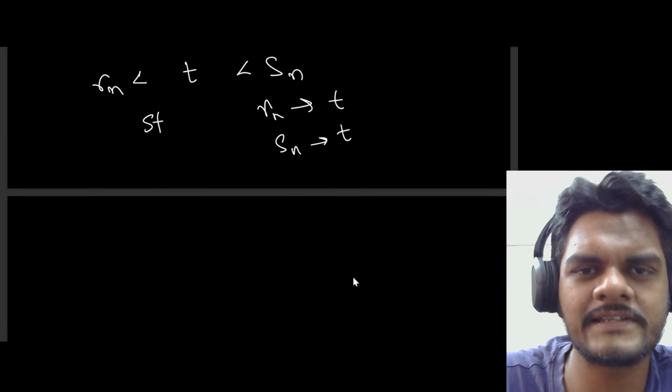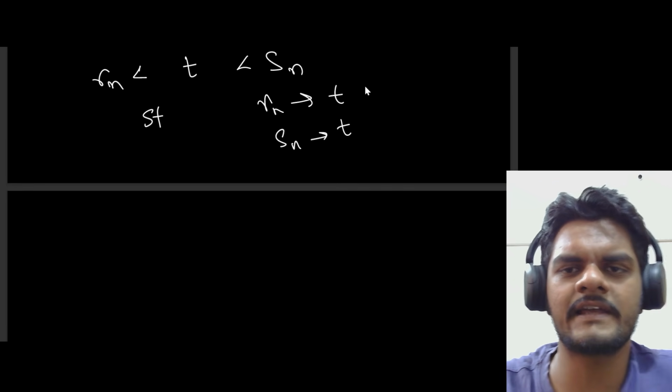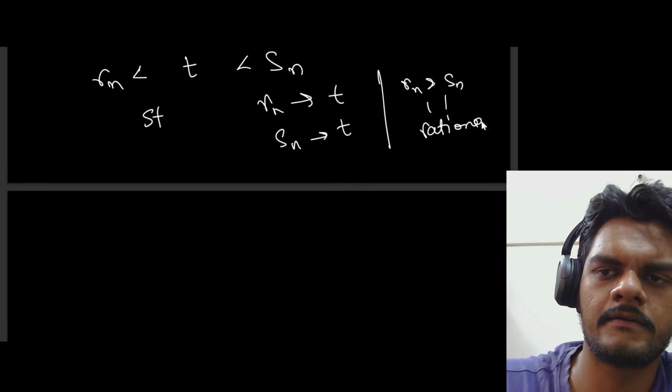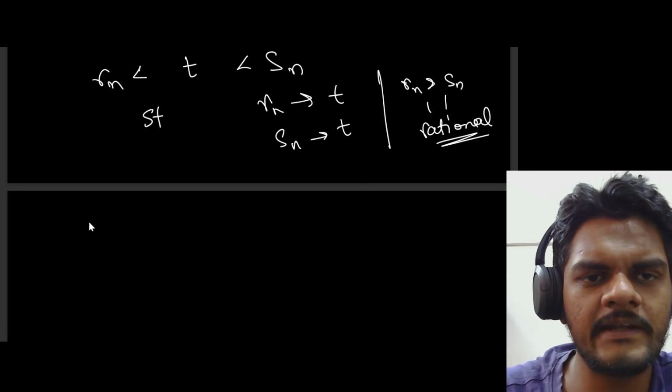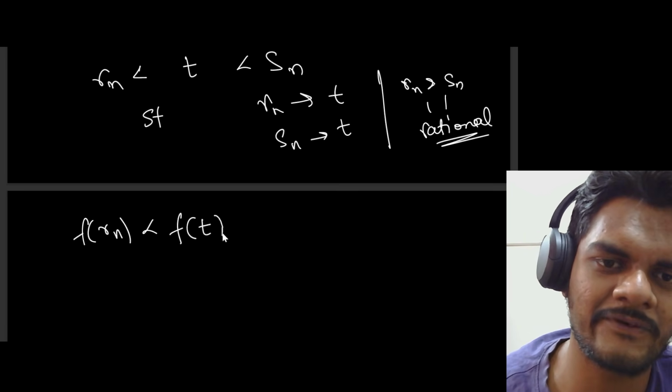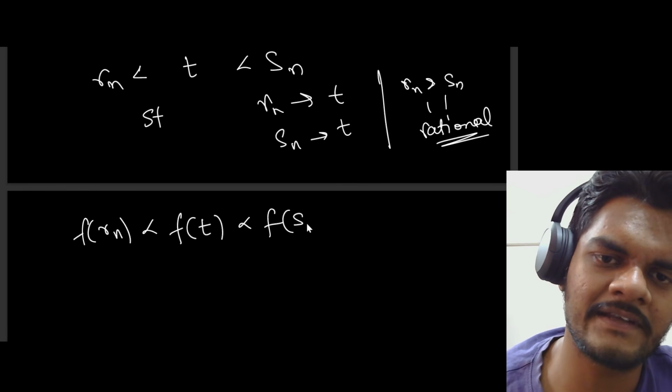Right? So with squeeze theorem, I can do that. Both are rational, Rn and Sn both are rational. All right. So that will imply f of Rn is less than f of t is less than f of Sn, since f is an increasing function now.